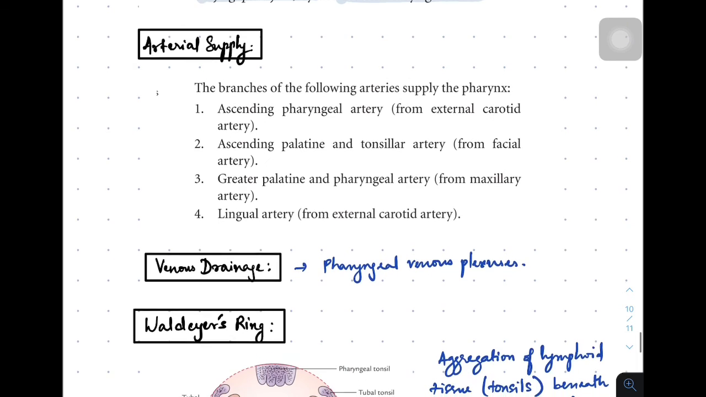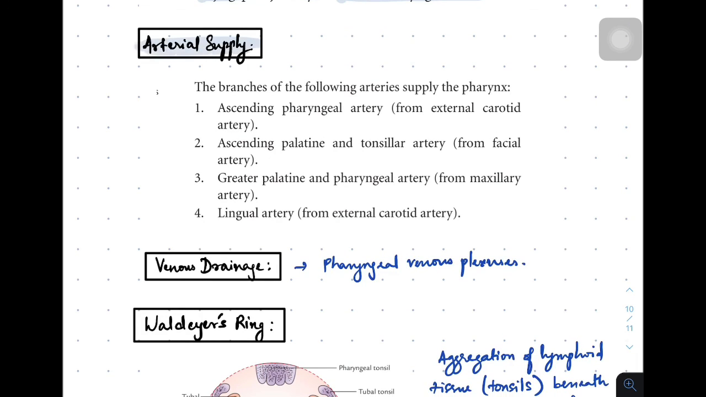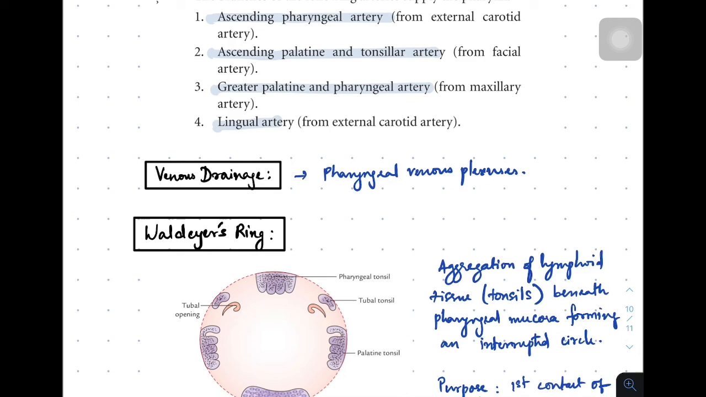Now we will talk about the arterial supply. The branches of the following arteries supply the pharynx: ascending pharyngeal artery, ascending palatine and tonsillar artery, greater palatine and pharyngeal artery, and the lingual artery. Venous drainage is very simple. It is from the pharyngeal venous plexus.